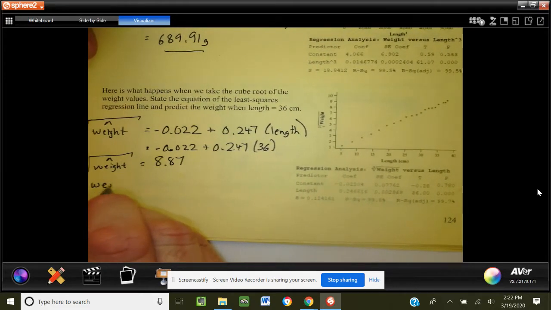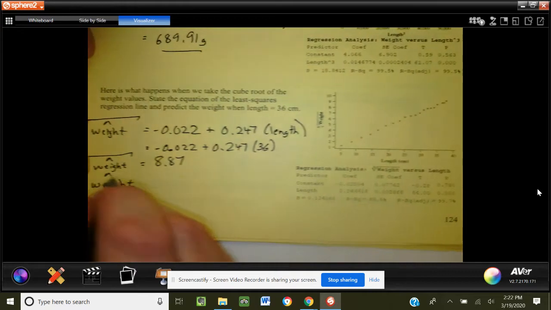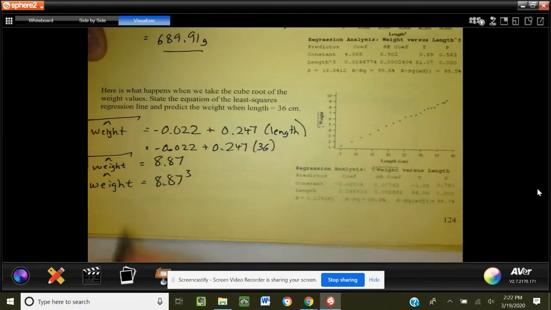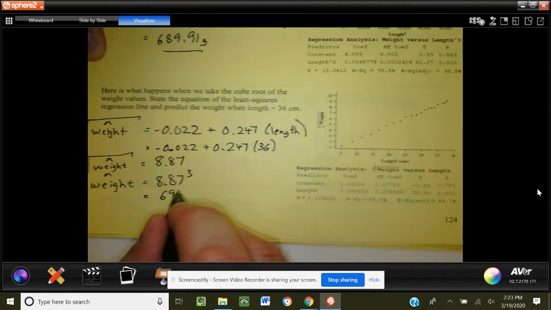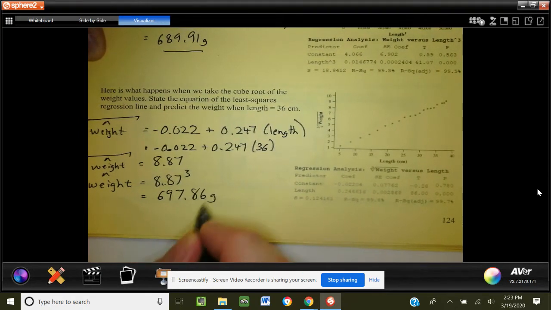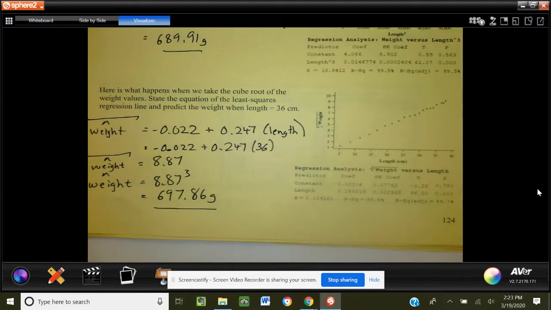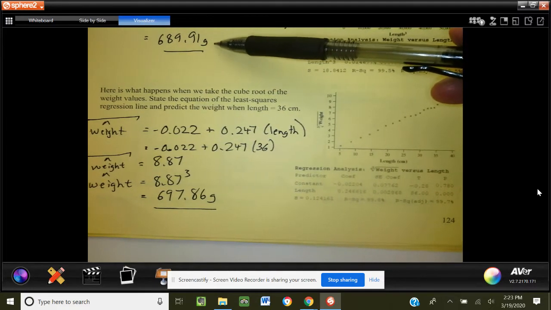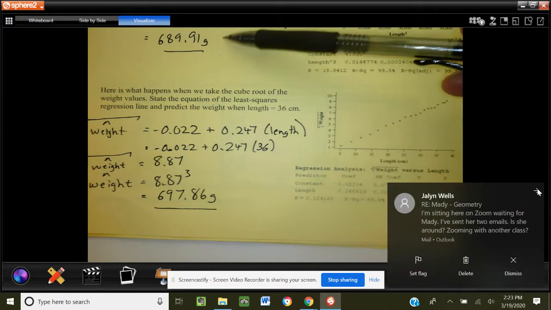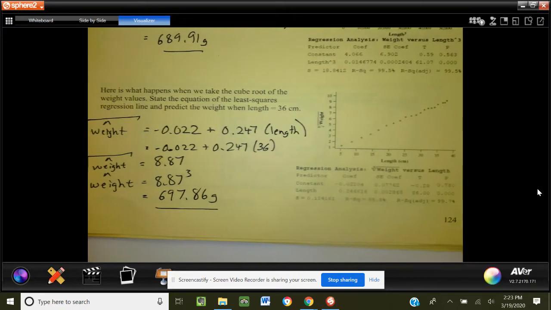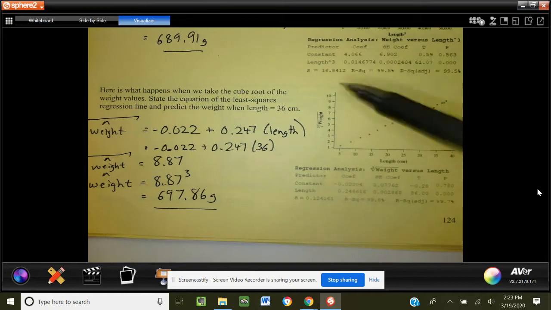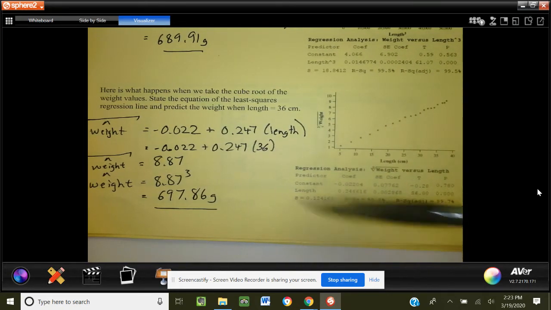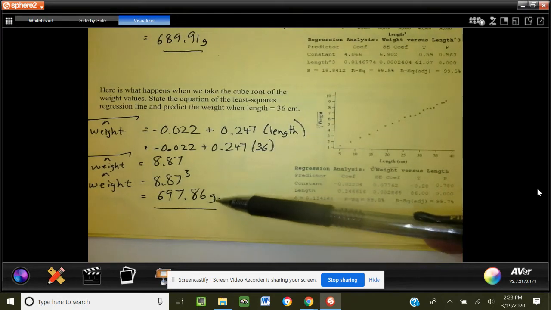So then predicted weight is going to be equal to 8.87 cubed. And I get 697.86 grams. All right. Notice how that's pretty close to the prediction we made for a 36 centimeter Atlantic Ocean rockfish up here. Okay, but a little bit more accurate model here, a little bit better R squared value. So this might be a better prediction, a better estimate.